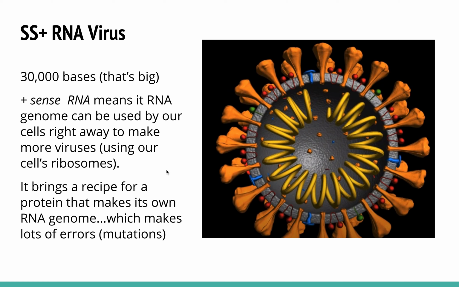The other thing about this virus in particular is the recipe it brings in for copying its RNA genome. It's called RNA polymerase. That's the protein it uses to copy its own genome. But its particular way of copying its RNA genome actually introduces lots of mistakes. In other words, lots of mutations, which is part of the reason why coronaviruses mutate so quickly, as we're seeing with COVID-19.